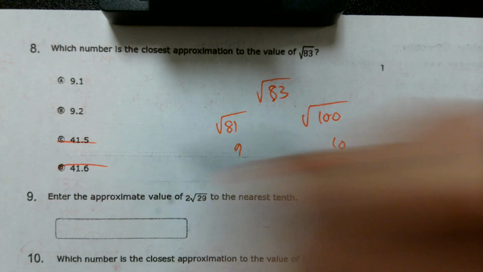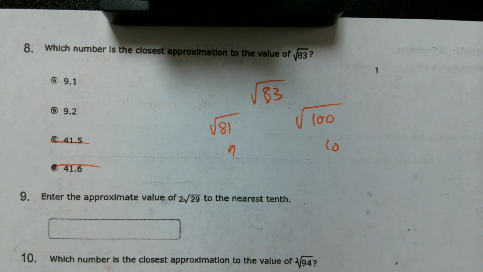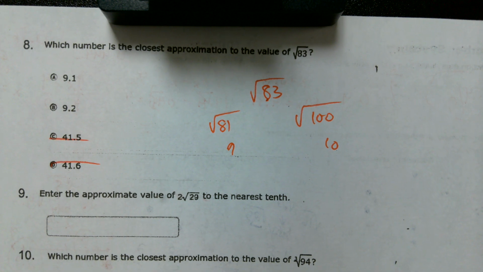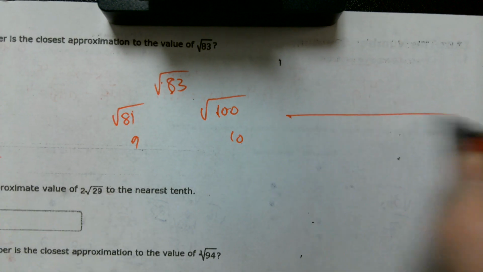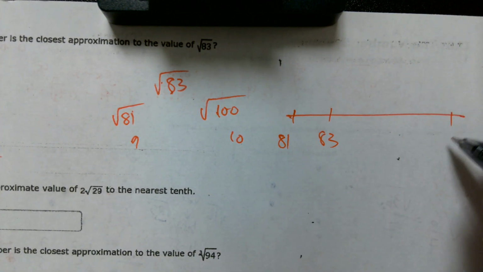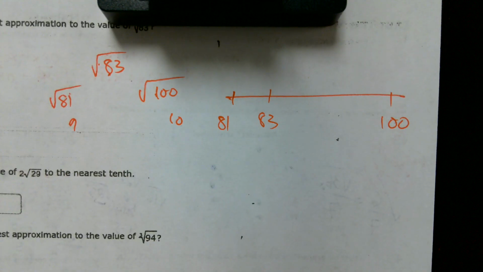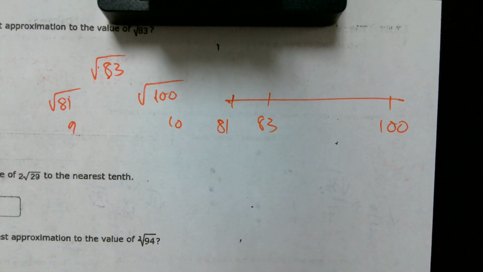Right away, C and D are gone. But A and B are really close together. How am I supposed to know if it's 9.1 or 9.2 without a calculator? Well, let's find out. 81, 83, and 100. I'm going to put those on a number line.